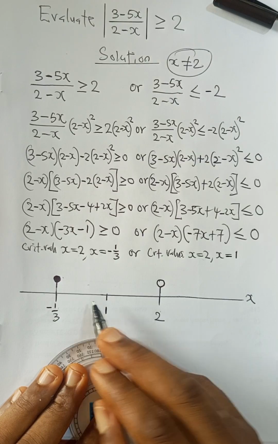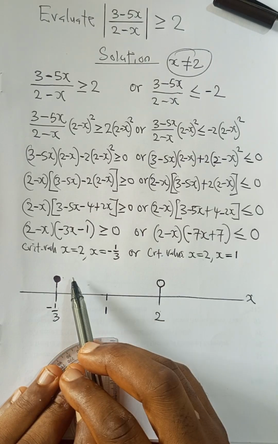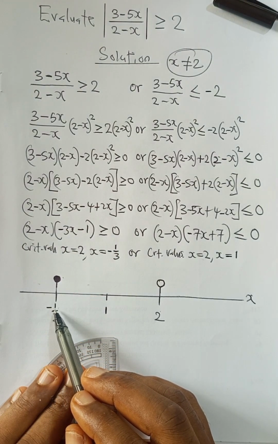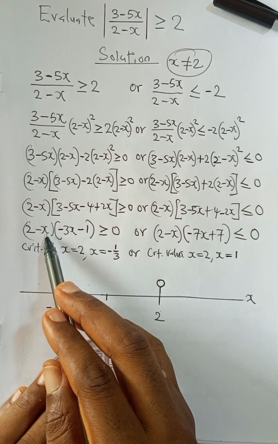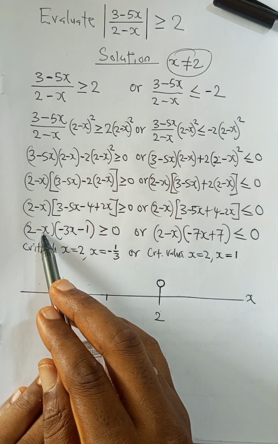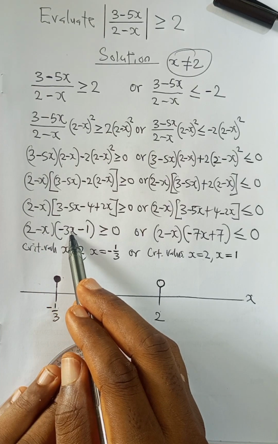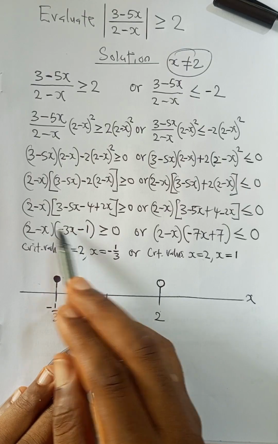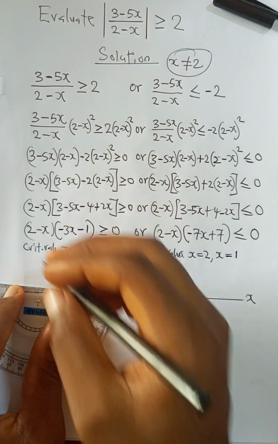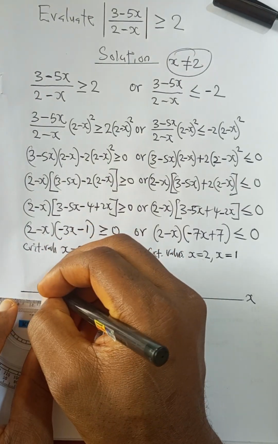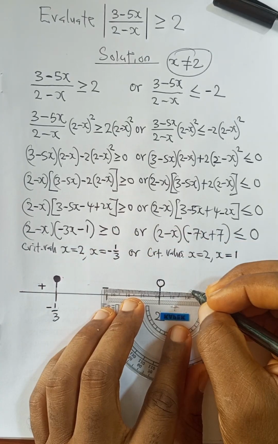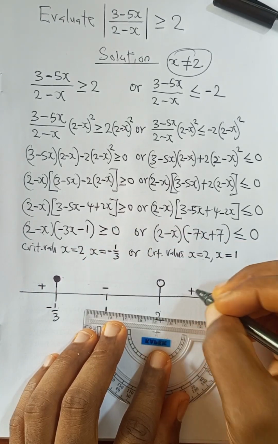Now, let's represent that one. Let's come here and check this region before minus 1 over 2. Let's put minus 2 here. If you put minus 2 here, you have plus. Plus 6 minus 1 will still give you plus. Plus times plus is plus. So this region is plus. This region here at the center will be minus. This region here will be plus.